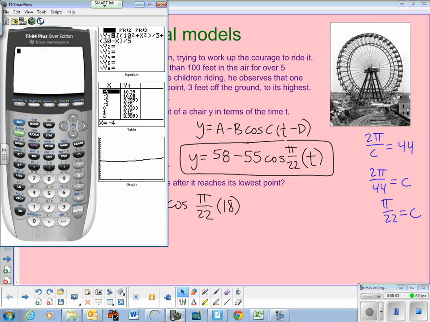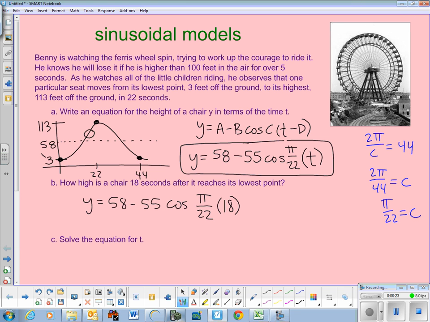Now I need to do 58 minus 55 cosine of, I'm just going to go 18 pi over 22 to simplify that. 18 pi over 22, and we have 104.3. And we are in, I believe, 104.3 feet. All right, so that makes sense. I mean, it's in the neighborhood, 104, somewhere in that region. All right, so easy way is plugging in a t and getting a y.